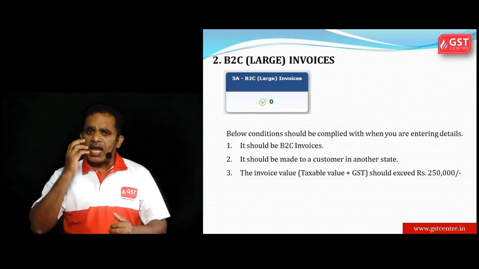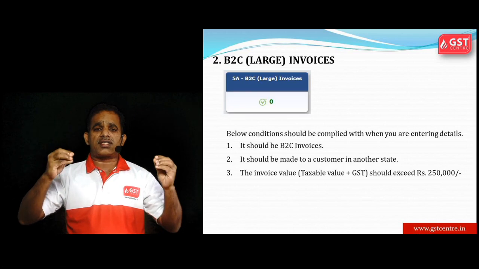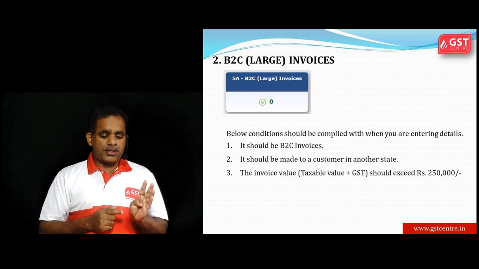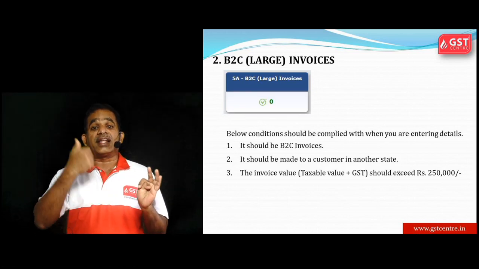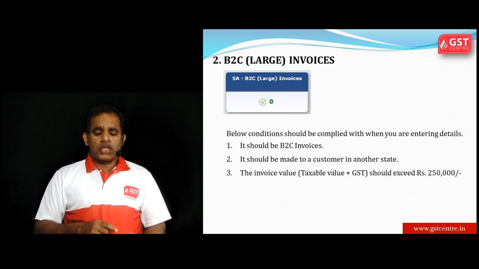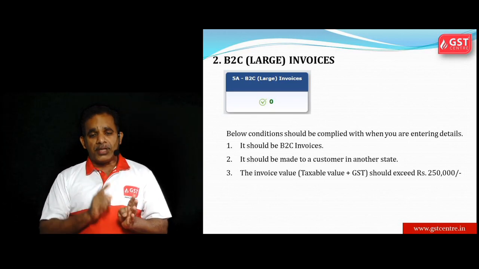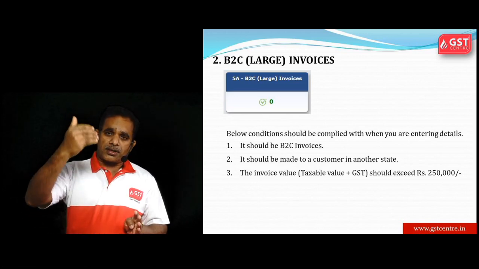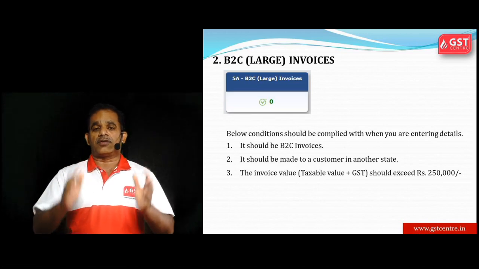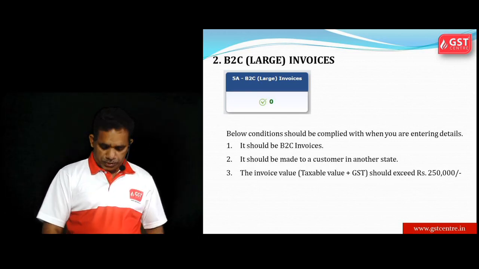In case of B2C large invoices, the invoice called B2C large has some conditions. It should be a B2C invoice and it should be made to a customer in another state. And the third condition, the invoice value, that is taxable value plus GST, should exceed 2,50,000. Got it? So it should be a B2C invoice, provided to a customer outside your state, and the value should be more than 2,50,000. Only when these three conditions are fulfilled, it is called a B2C large invoice.